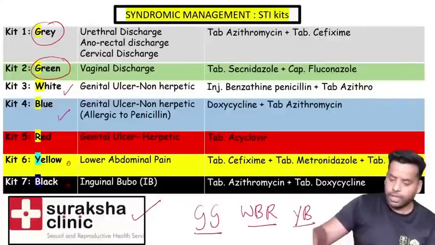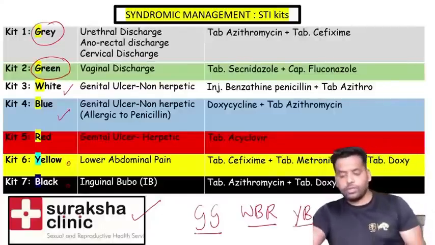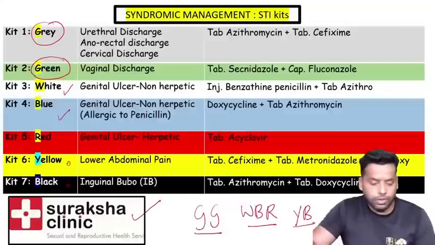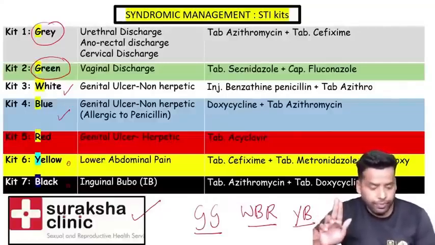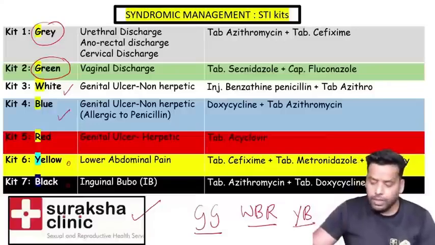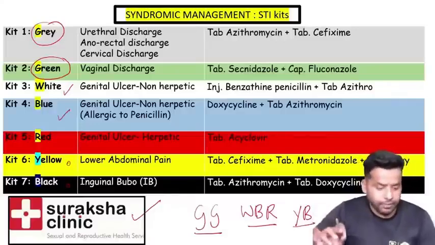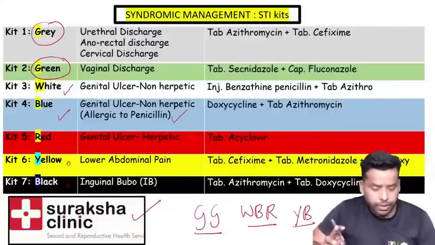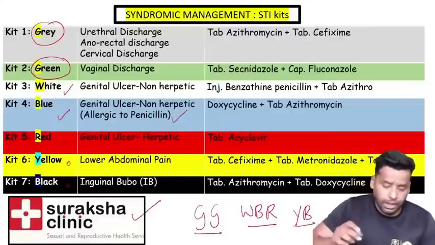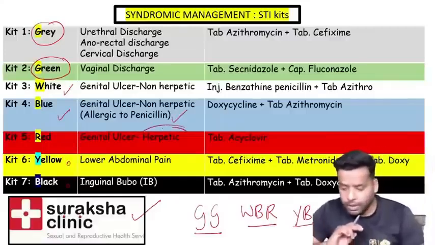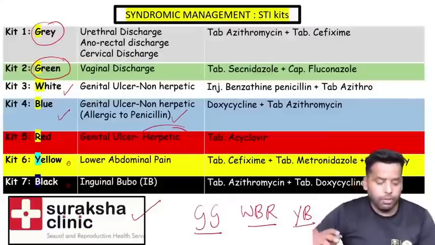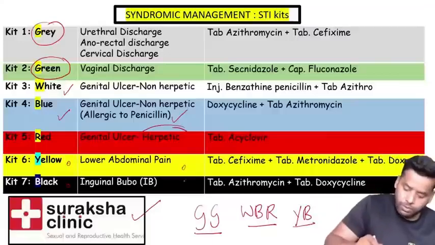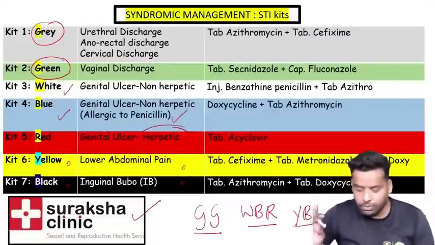Now what is used for cervical discharge? Next question. What is used for cervical discharge? Kit 1. What is used for vaginal discharge? Kit 2. Non-herpetic ulcer? Kit 3. If the patient is allergic to penicillin, we can use kit 4. Red color kit important, herpetic ulcer. Lower abdominal pain, yellow color. Inguinal buboes, black color.